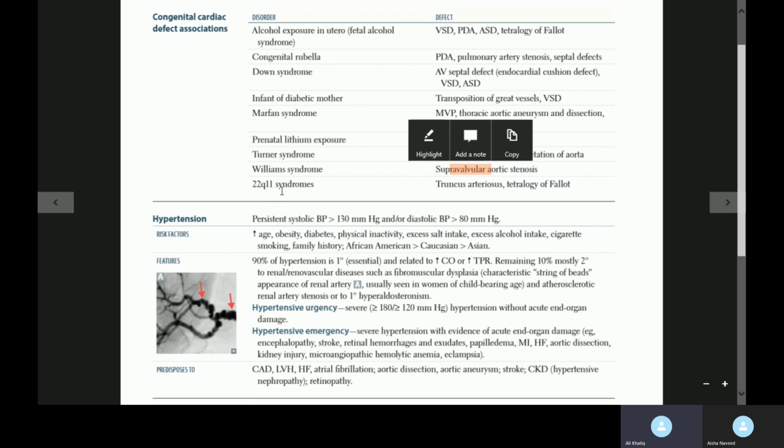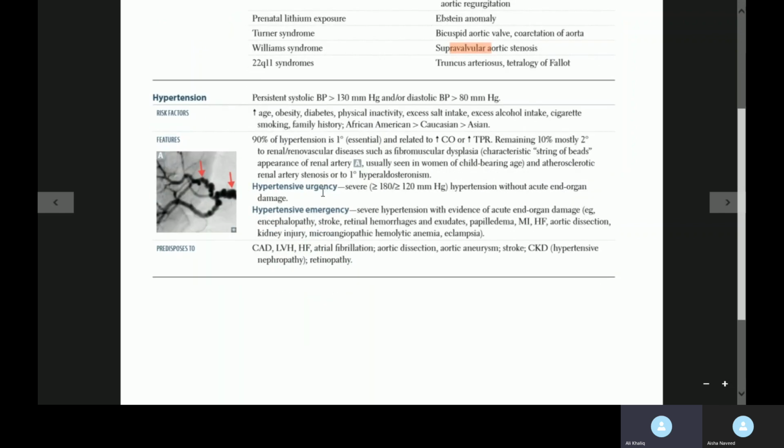Remember the yield thing from this table and move on. No need of spending more time on it. By the way, 22q11 is also known as DiGeorge syndrome. This is one thing that is important in the exam.